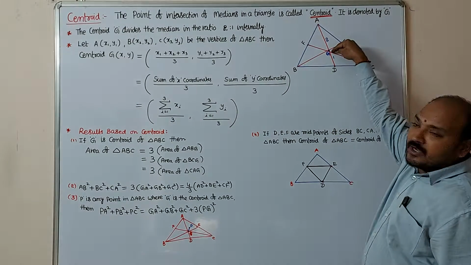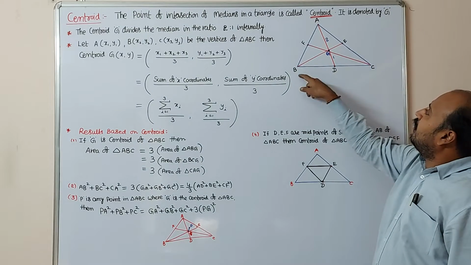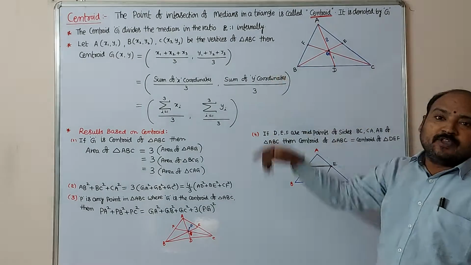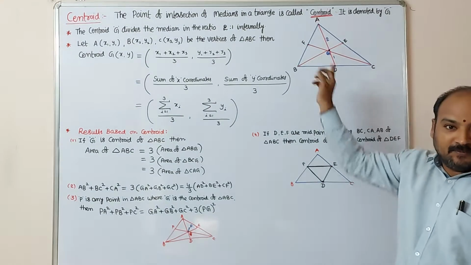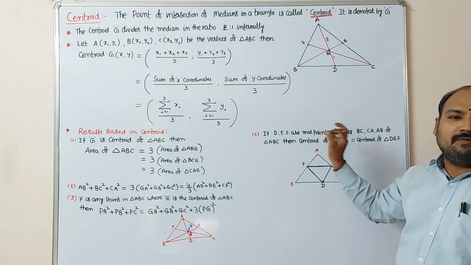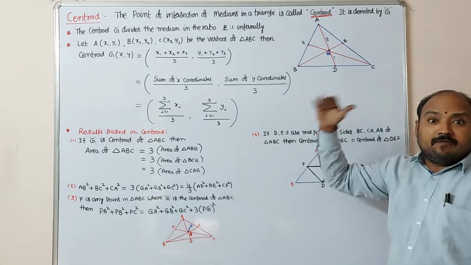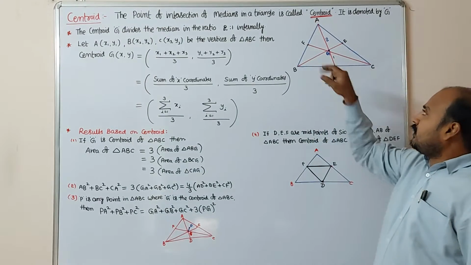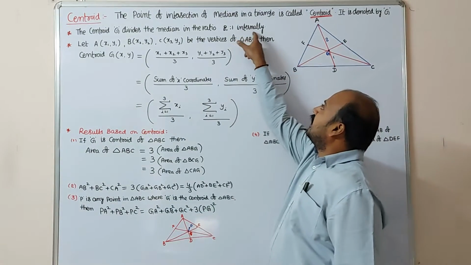See here, centroid G divides the median AD or BE or CF in the ratio of 2:1 internally. You remember, dear students, this is a very important property. The centroid divides the median in the ratio of 2:1 internally, especially internally, you put it in.